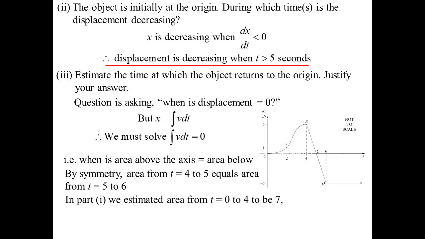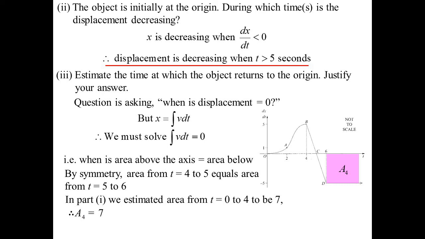Now we just estimated the area from 0 to 4 to be 7. So therefore, that rectangle that I've just shaded in, area 4 I've called it, we want to know when is that equal to 7, because then the area below will be equal to above. I'll have 7 plus the triangle, which would be the same as above the axis.